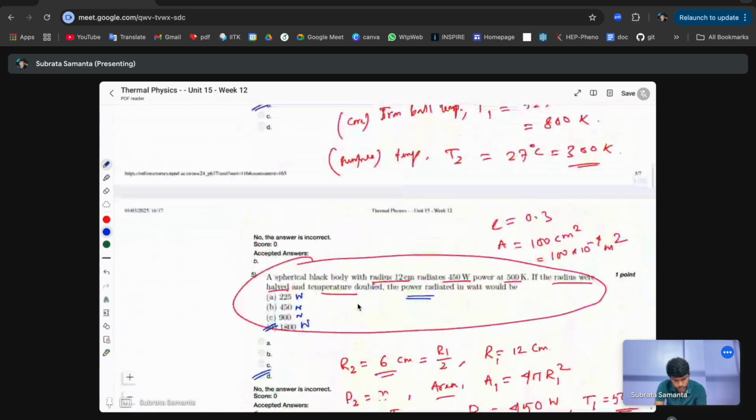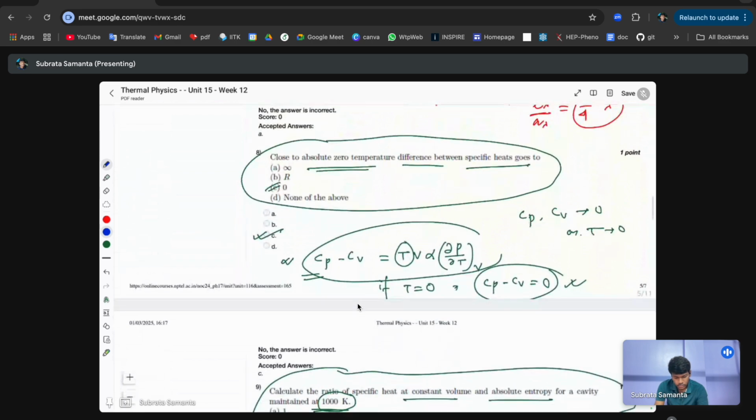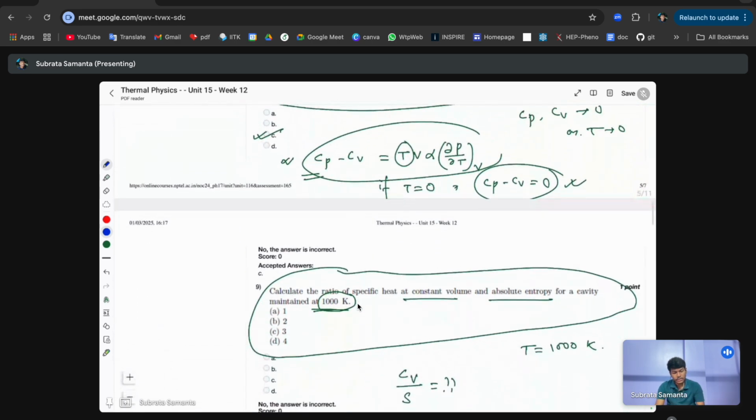So the cavity is basically black body radiation. The cavity is a black body, and the cavity radiation is a black body radiation. Okay, any question?